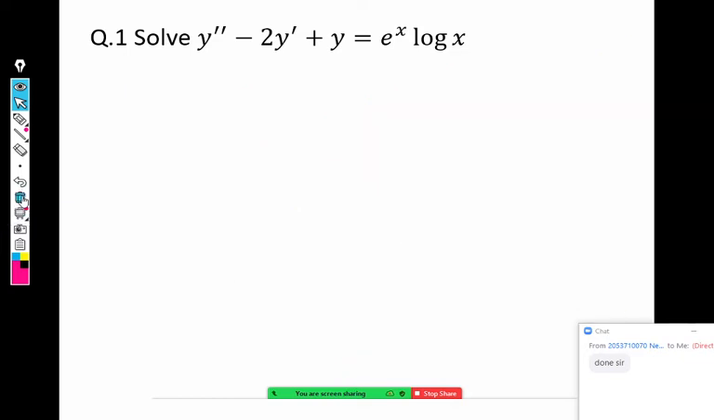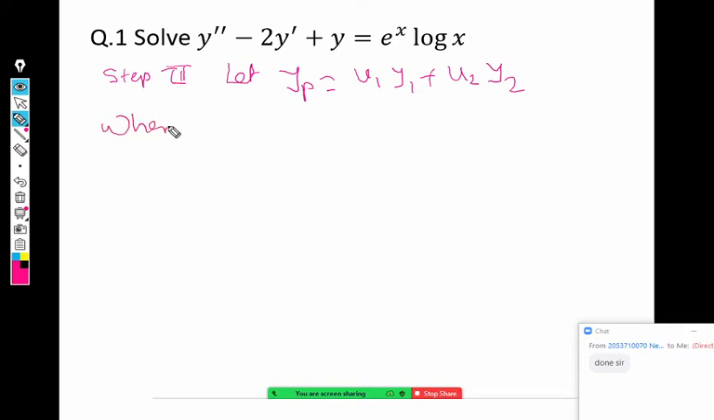Now for step 2, we can say let yp is equal to u1 y1 plus u2 y2, where u1 is integration minus y2 fx upon w dx. So let me calculate u1 first.